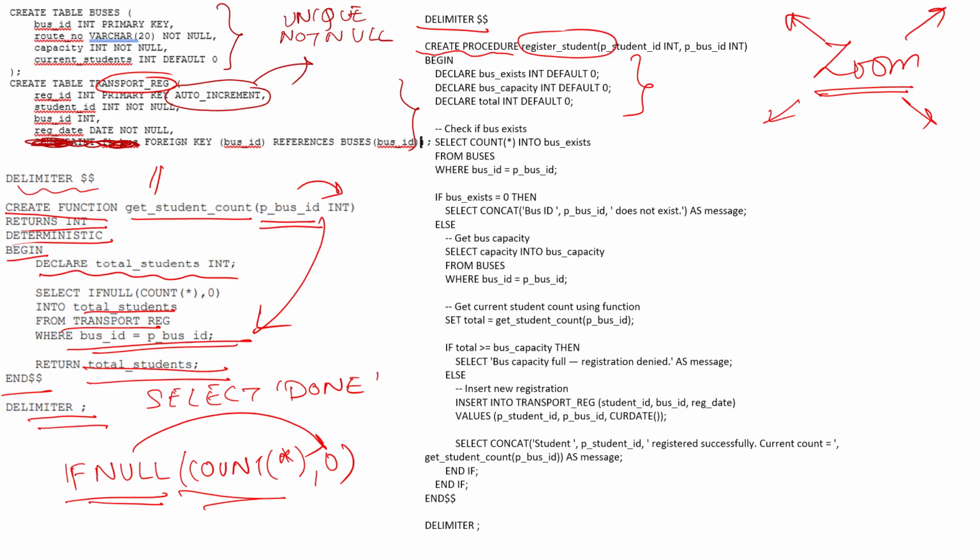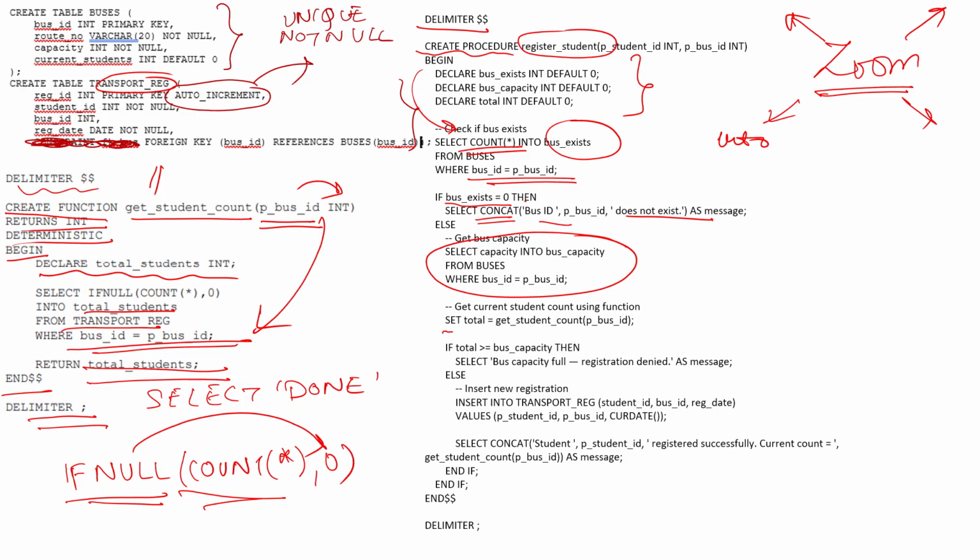Now, how will you check if a bus exists or not? You'll use count star into a variable, to see how many buses exist where your bus ID matches. If your bus ID count star is 0, then you can use a select statement in a procedure, but not in a function: bus ID does not exist, as a message. Else you know this bus does exist, so you can check the capacity.